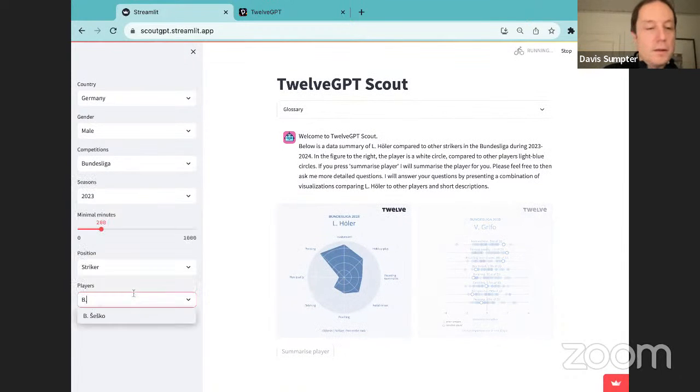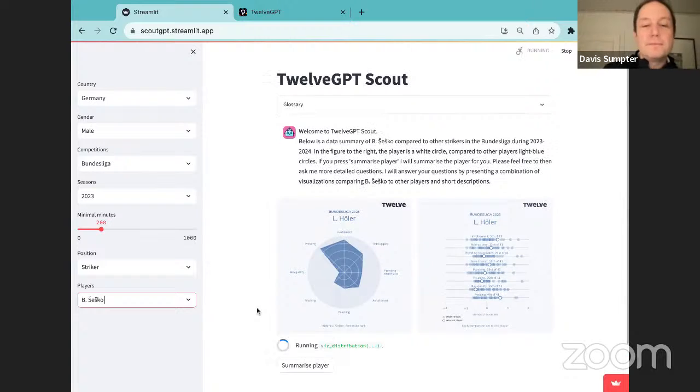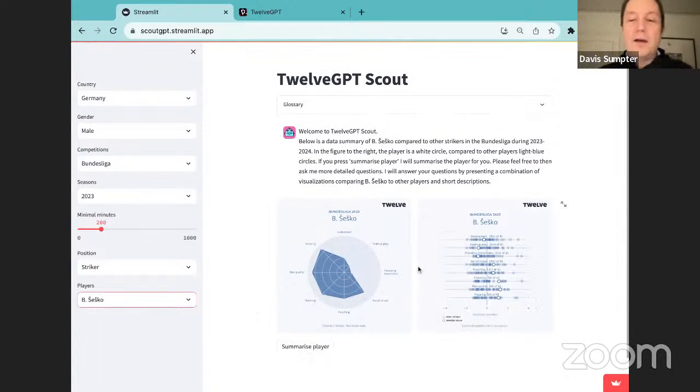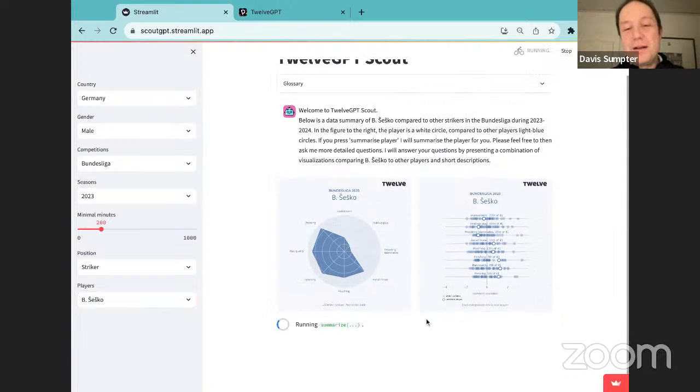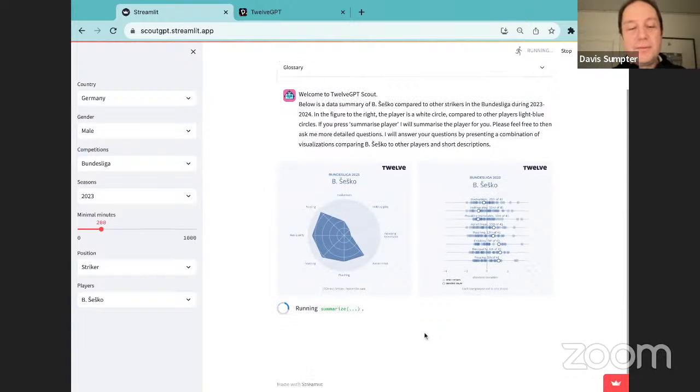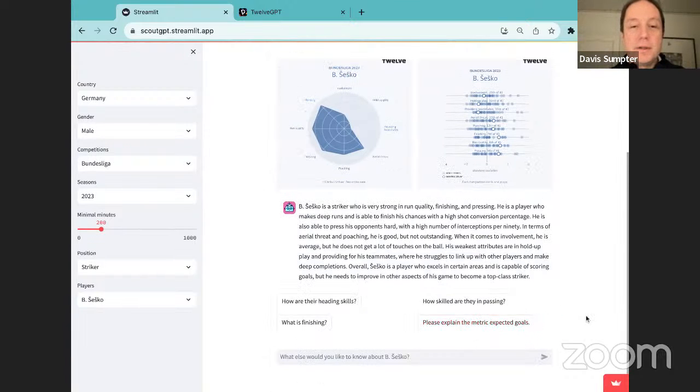And there we go. So I have to give a word of warning whenever you take a low number of minutes like this, but over 200 minutes, we can summarize his skills. So he's a striker who's very strong in run quality, finishing and pressing. Then it goes into some more detail. Overall, Sesko is a player who excels in certain areas and is capable of scoring goals, but he needs to improve in other aspects of his game to become a top-class striker.